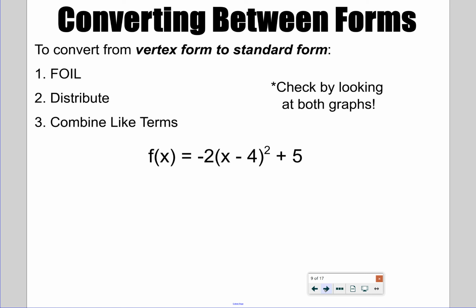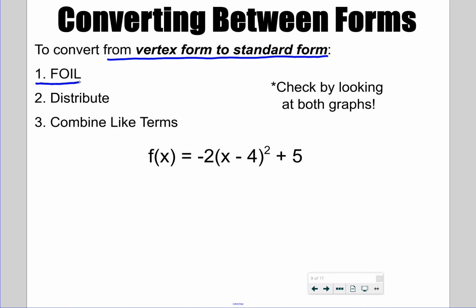The next thing we need to discuss, now that we know both forms, is how to convert between the forms. The first way that we can convert is from vertex form to standard form. So vertex form again is the one with the parentheses, and we're trying to get it to standard form, which is the one that had the A, B, and C, no parentheses. Here are your 3 steps.